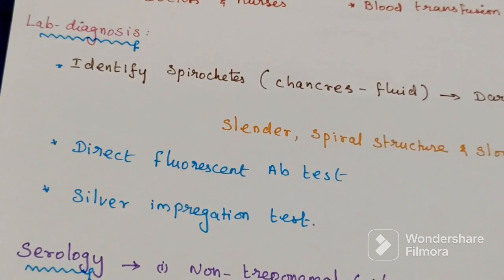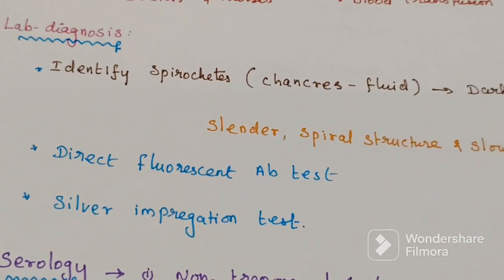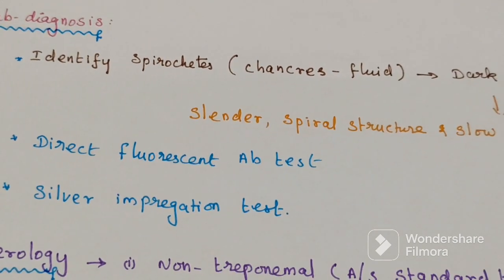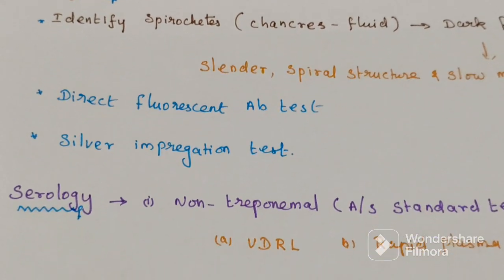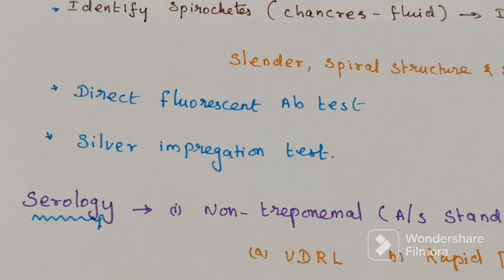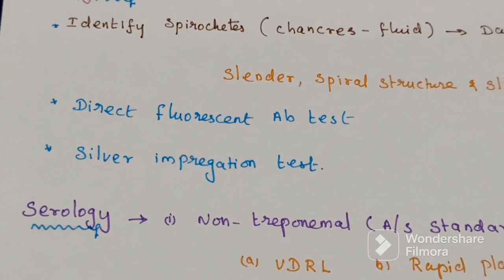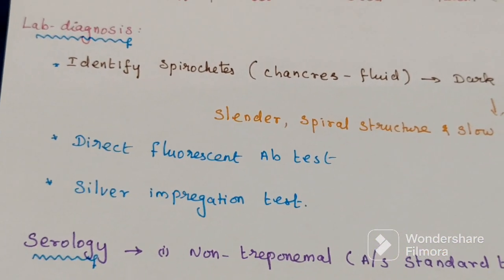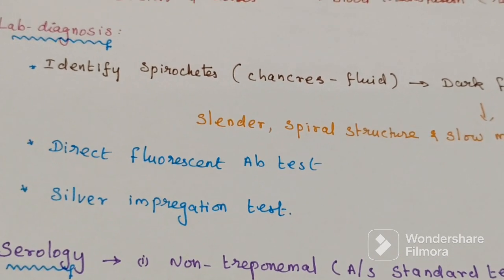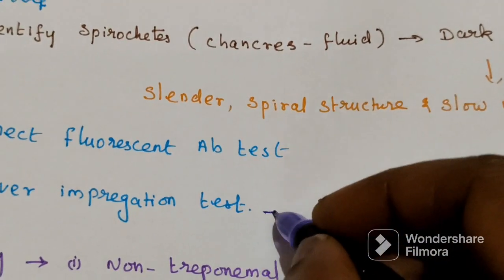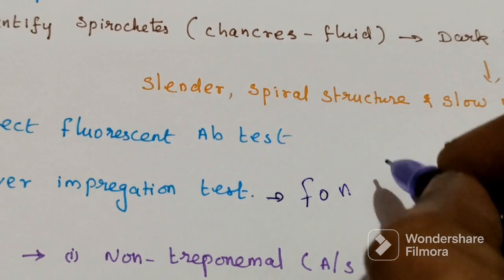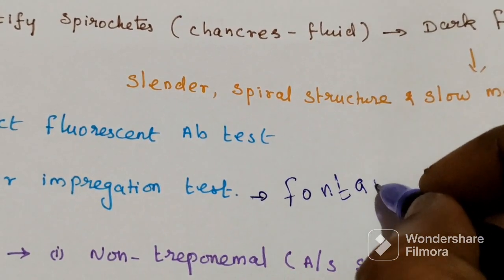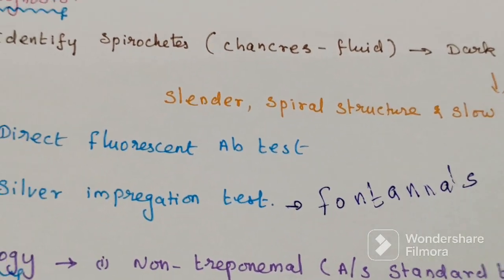Then the second one is the direct fluorescent antibody test, and the silver impregnation test. Under this, Fontana's method is also used.